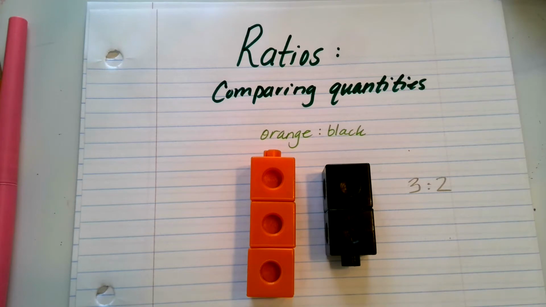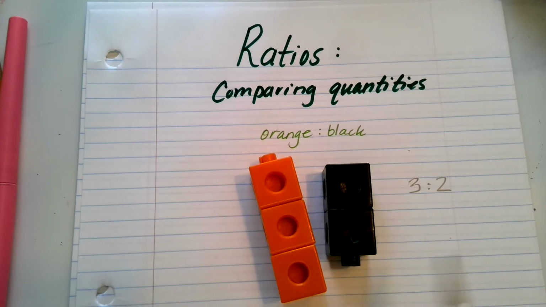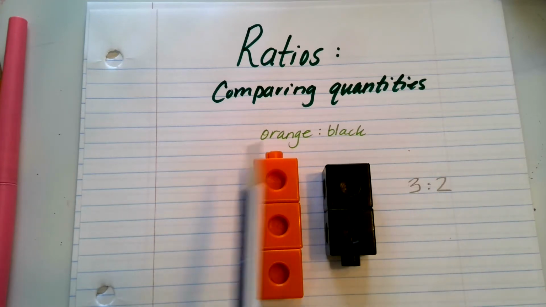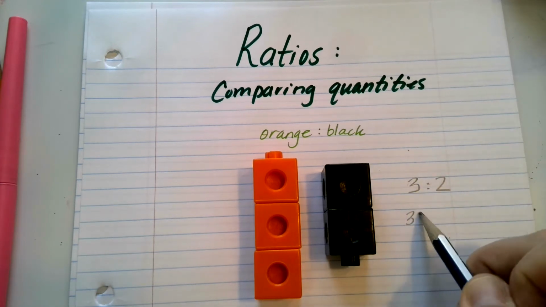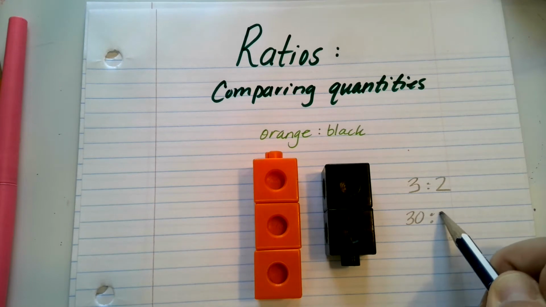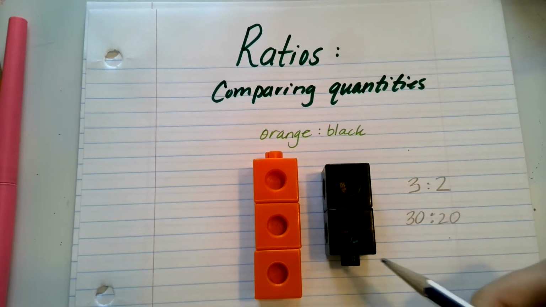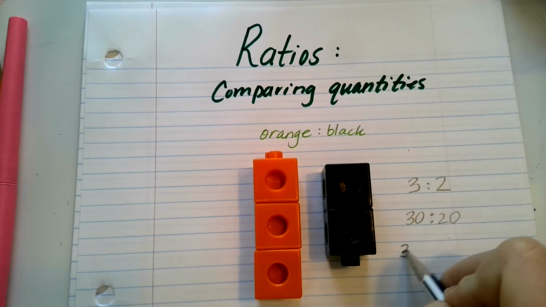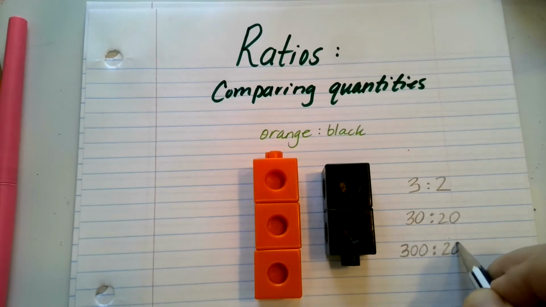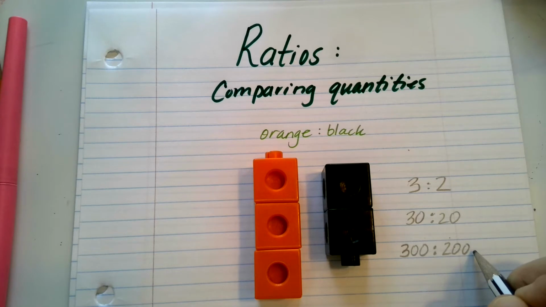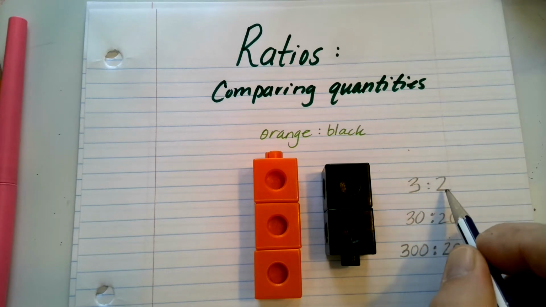And that tells us that if we were to increase the number of blocks that we had, but still keep this same ratio of 3 to 2, we could have 30 orange blocks for every 20 black blocks, right? Or we could go even bigger, and if we had 300 orange blocks for every 200 black blocks, we would still have a 3 to 2 ratio.